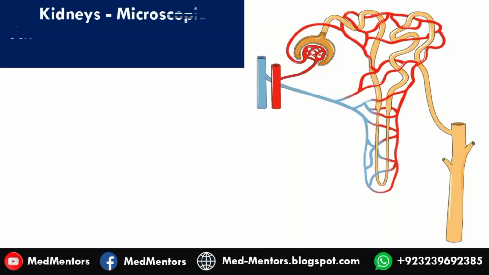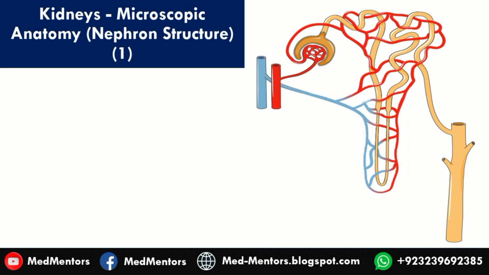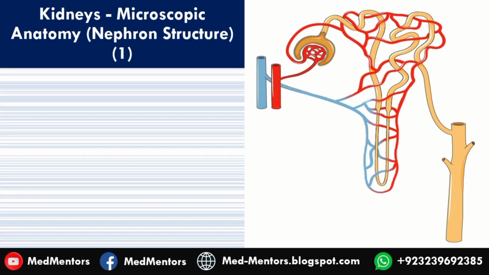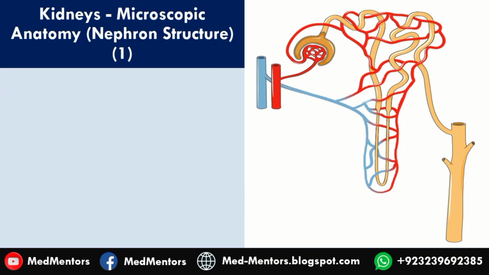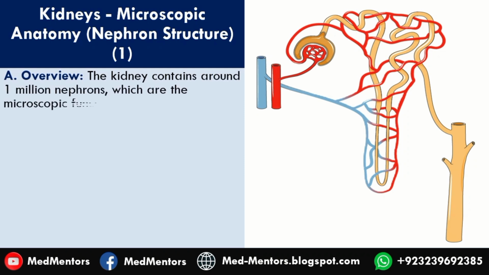Next, microscopic anatomy of the kidneys, or in this slide, we will discuss nephron structure. Let's delve into the microscopic anatomy of the kidneys, focusing on nephrons. Overview. Each kidney contains around 1 million nephrons, which are the microscopic functional units responsible for filtering blood.